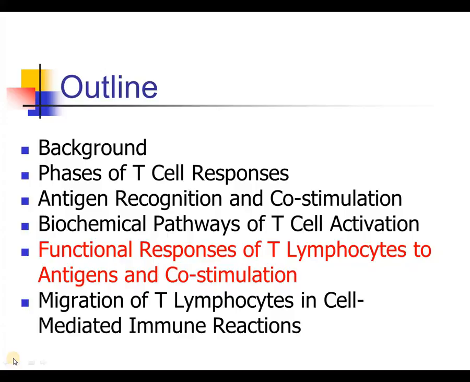We now have activated T cells, and we want to know what their functional responses are once they see their antigens and the co-stimulation and all the other stuff that gets them over the hump to be activated. So ultimately, we want expansion of antigen-specific clones of the lymphocytes and then differentiation of what were naive T cells into effector T cells and into memory T cells. So how does this happen?